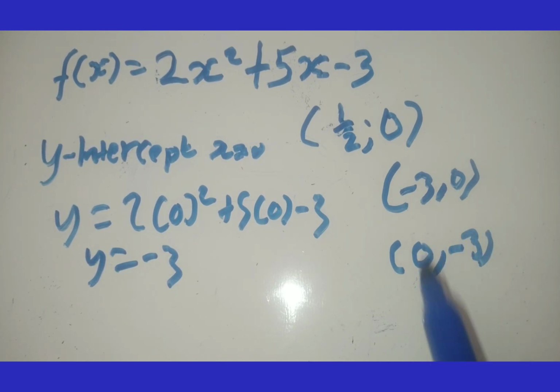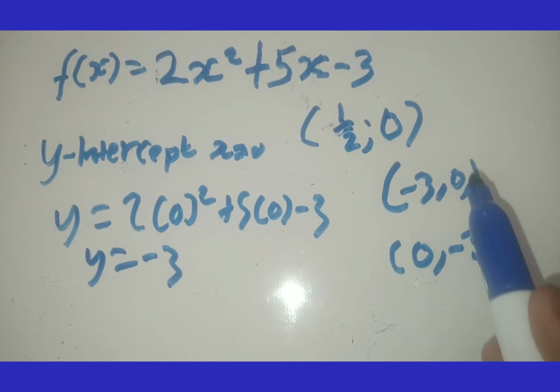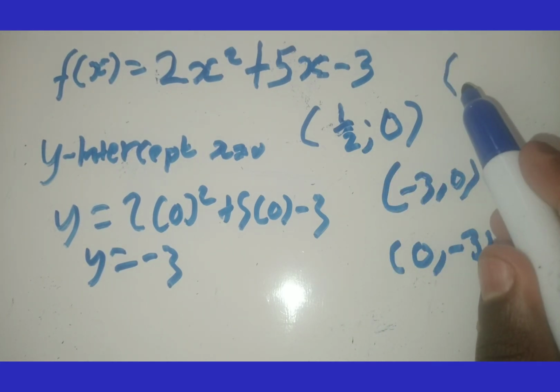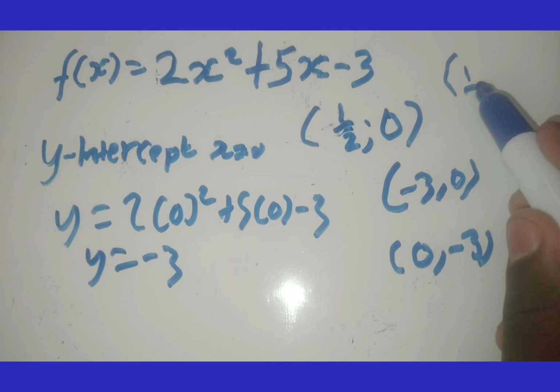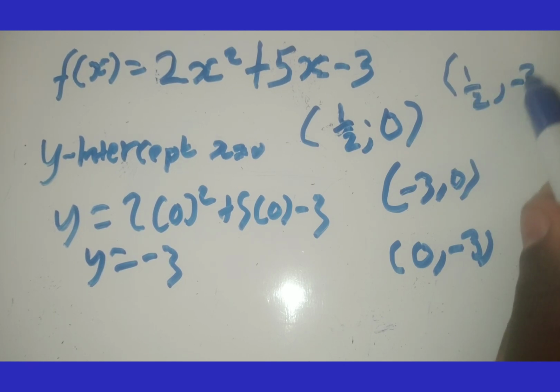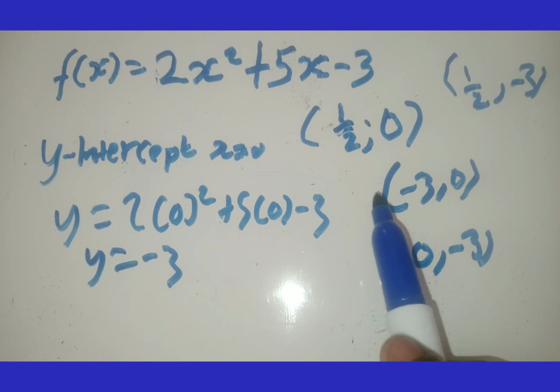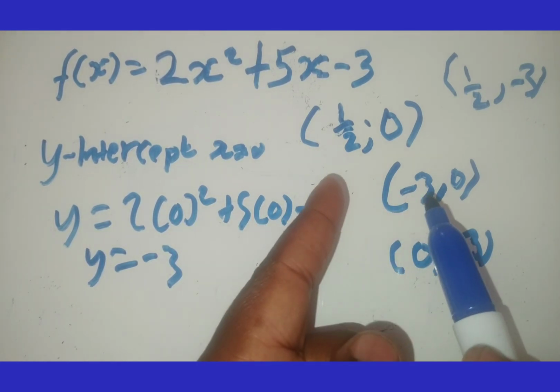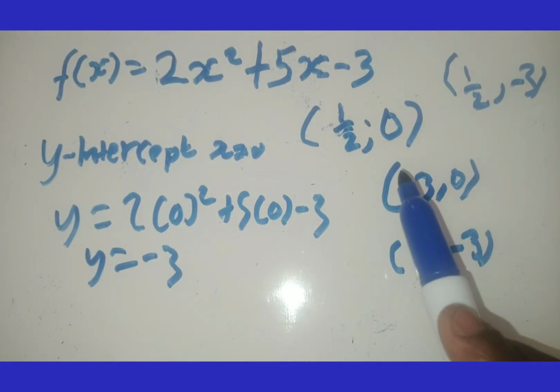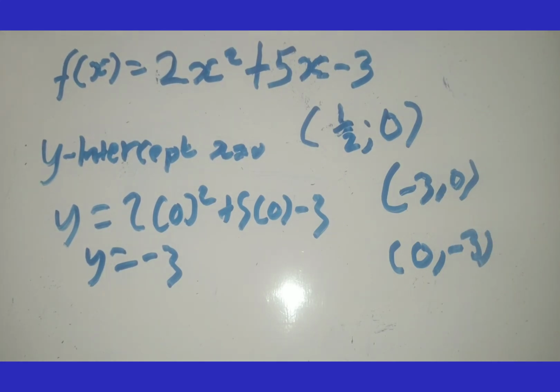The reason I'm doing this is because of some mistakes that people make. When they get the x-intercepts and write them in coordinate form, they end up writing it as half and minus 3. It's not 1 point. These are two different x-intercepts where the y value is 0. So they are split. These are two different coordinates. We don't write it like this, we write it like that.